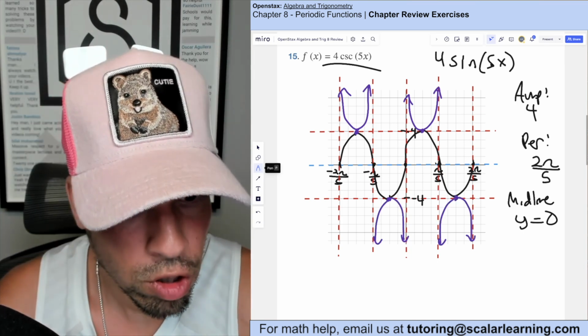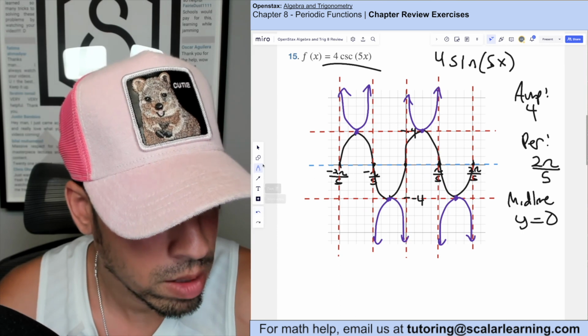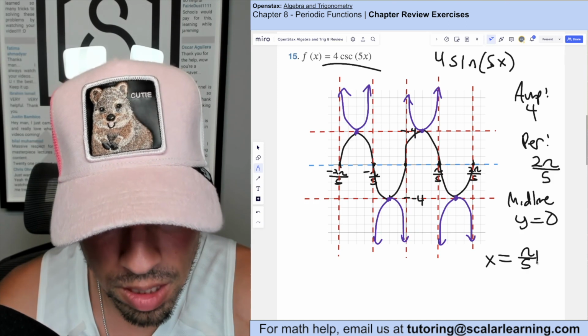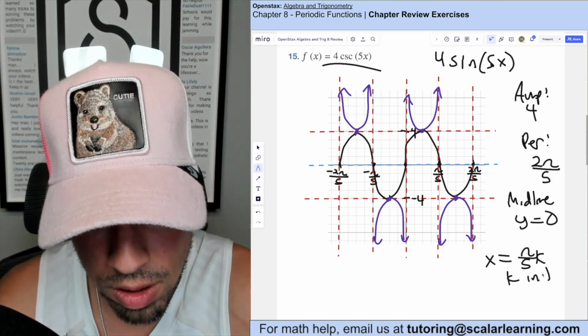And the asymptotes are occurring at multiples of pi fifths, right? So I can just say asymptotes are at x equals pi fifths times k, where k is an integer. That's how you do it.